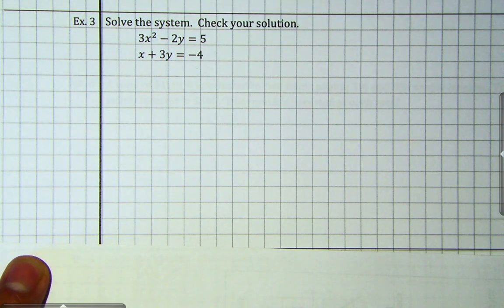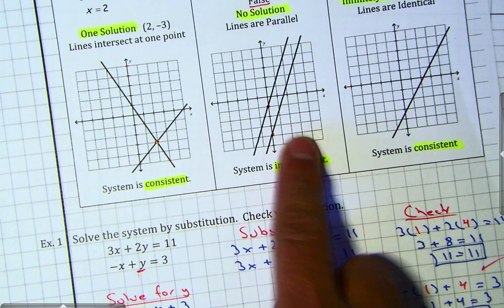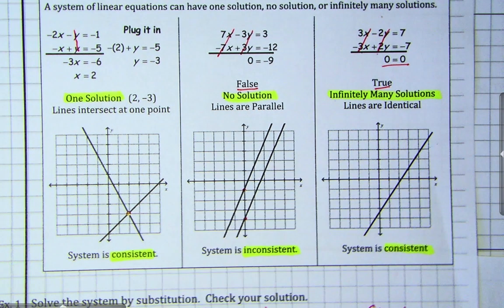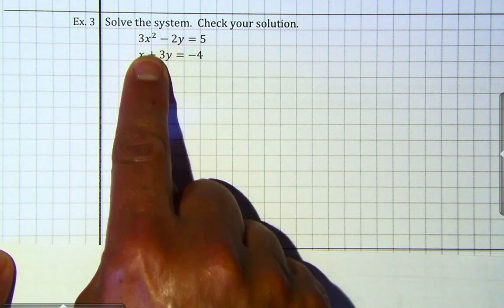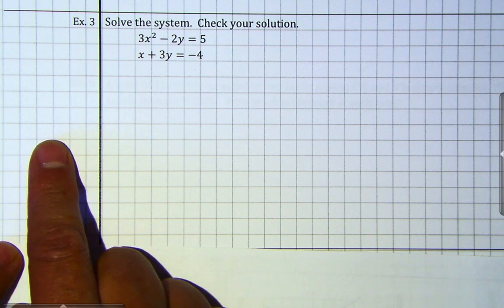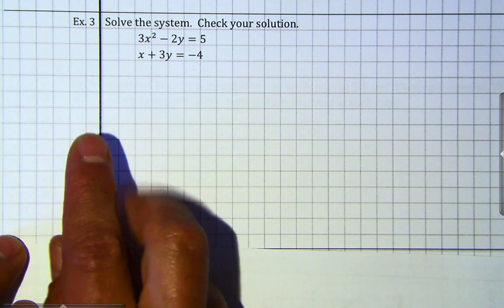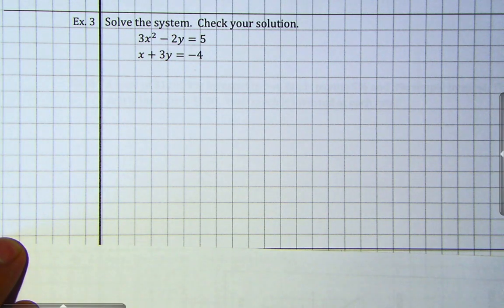Where before we used to have either one solution, no solution, or infinitely many solutions, since we had two lines. So in this case, if we have a parabola and we have a line, how many solutions can we have? Can we have 0 solutions? Can we have one solution? Can we have two solutions? Can we have 3 solutions? So what do you think?